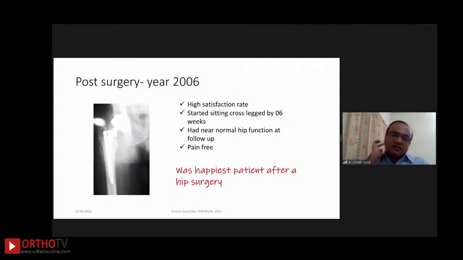Post-surgery, I think he was one of the happiest patients. At 6 weeks, he was sitting cross-legged. We were also mighty thrilled about it. He had almost near normal hip function. These are old X-rays, sorry for the quality. He was pain-free, had good function, and was really satisfied. Even on the left side, his symptoms, which were very mild, improved further.